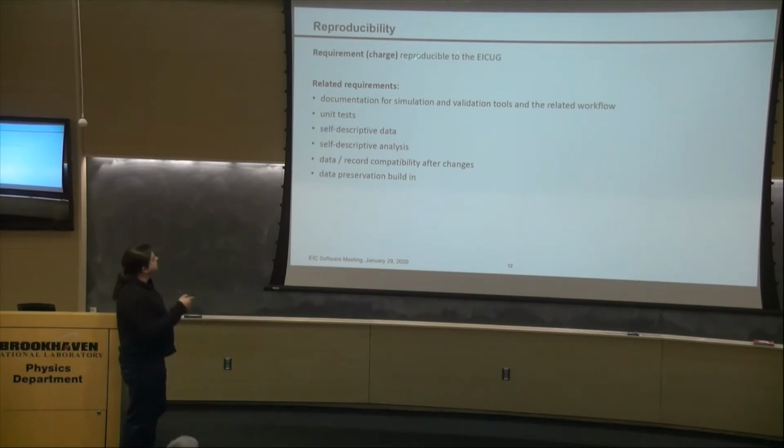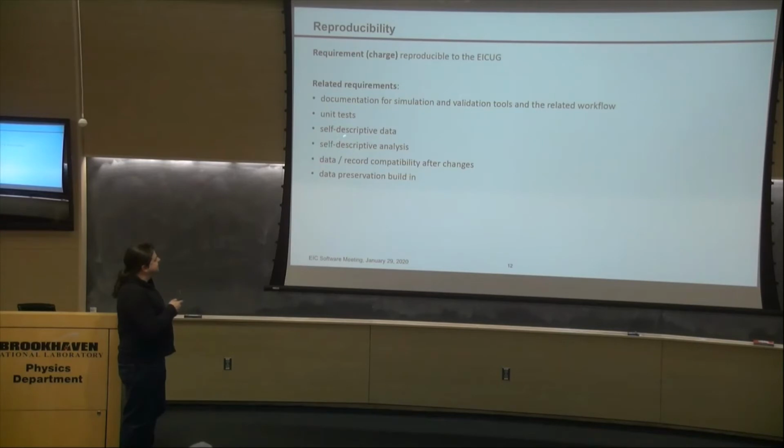Reproducibility. So the results need to be reproducible to the EICUG. So we need to have, of course, documentation so that anyone can reproduce the results, and also the simulation validation tools and the related workflow available, so that anyone can say, I don't believe this, I would like to do this myself, and find documentation on how to do that. What we just discussed with benchmarking, validation tools, and unit tests is important to have reproducible results.